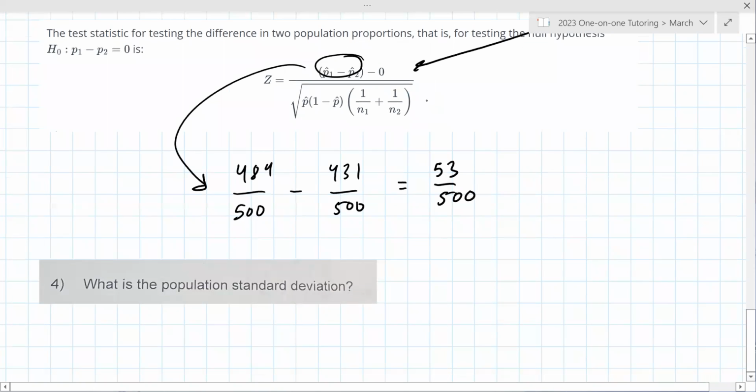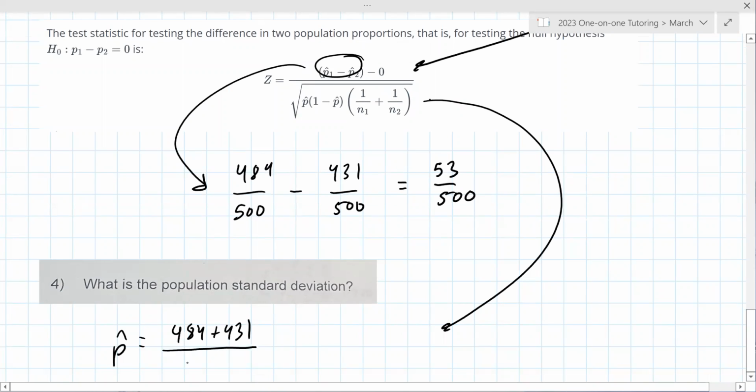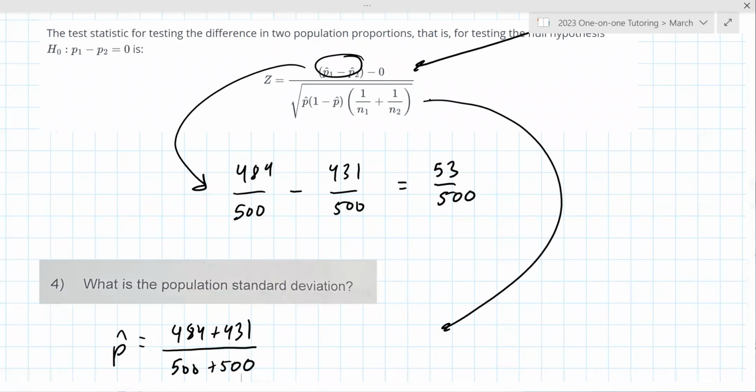So we're looking at this part now, the denominator. Your P hat is where you're adding up the two numerators, 484 plus 431 over 500 plus 500. So will you calculate that for us, please? Round to 3 decimal places.